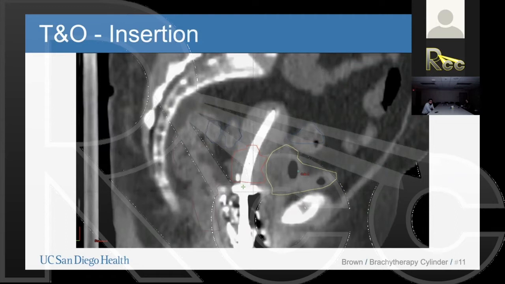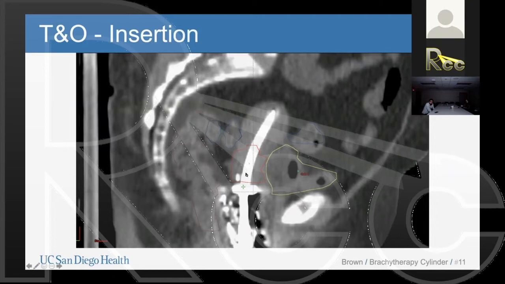So that's what the tandem is going to look like when it's inserted. You can see it's got this widening portion here just under the high-risk CTV, which we call the flange. And that's going to sit just on the outside of the cervix, which is essentially represented by this red volume here, which is what we call the high-risk CTV.